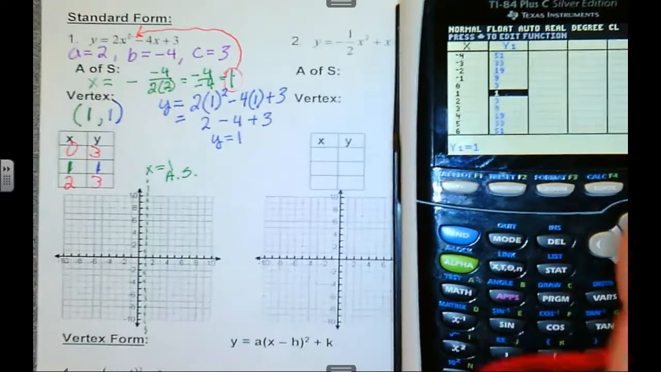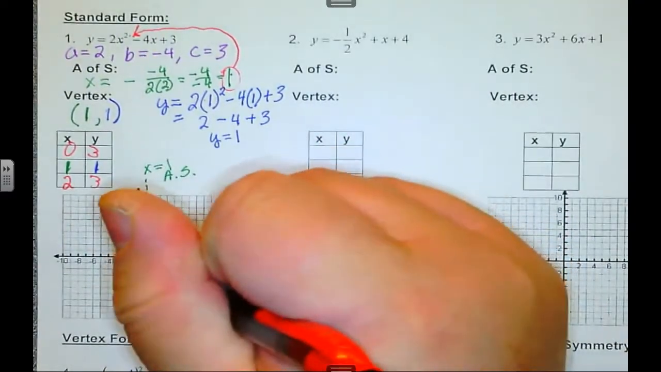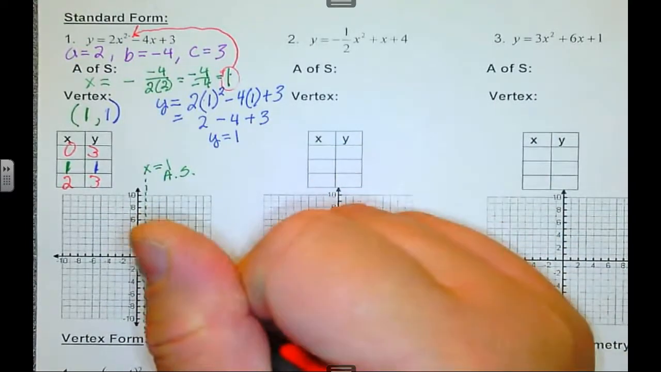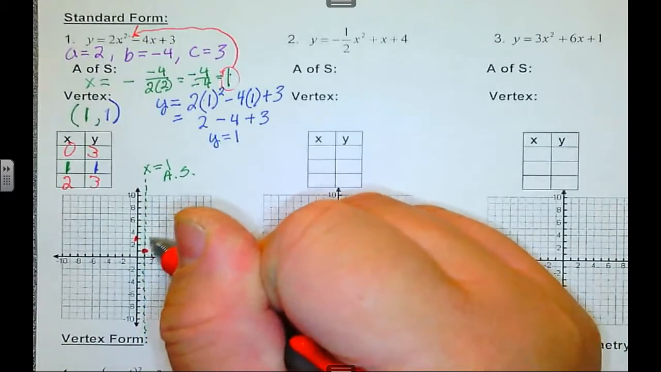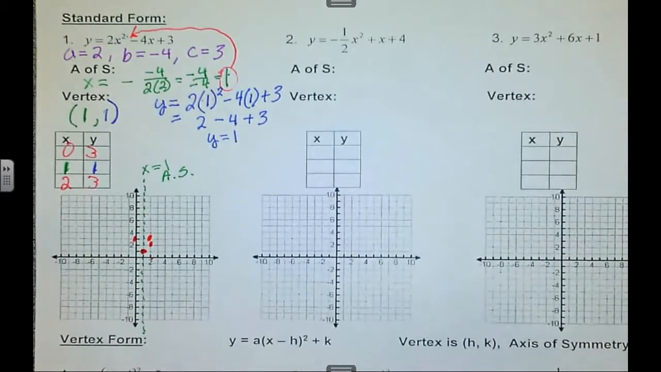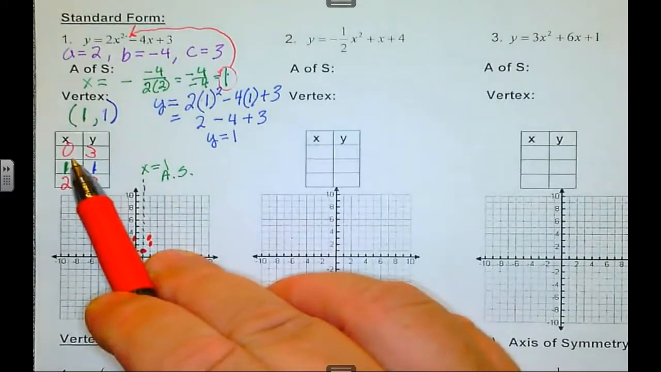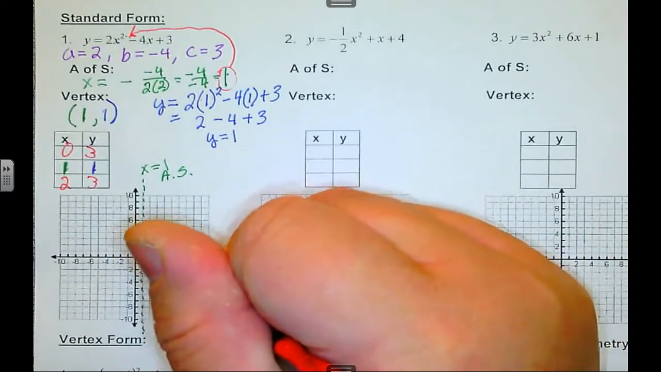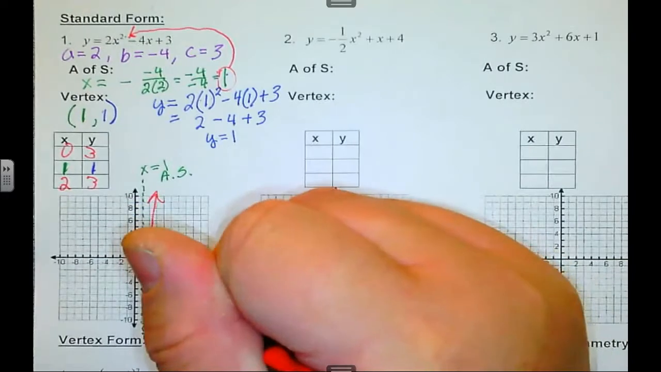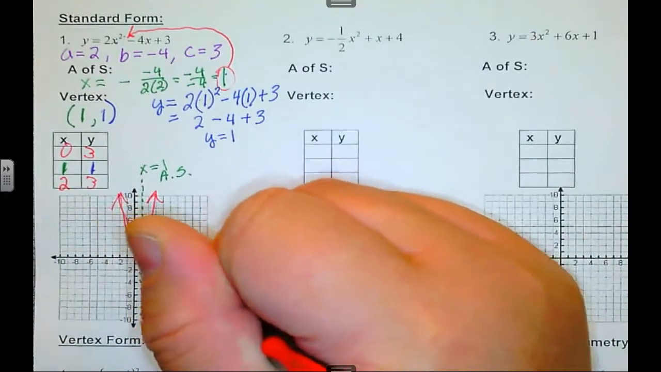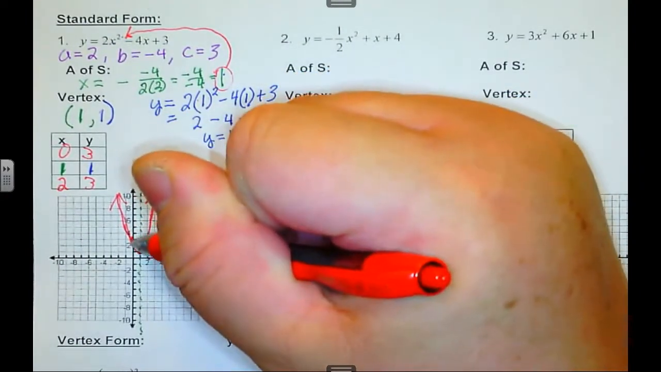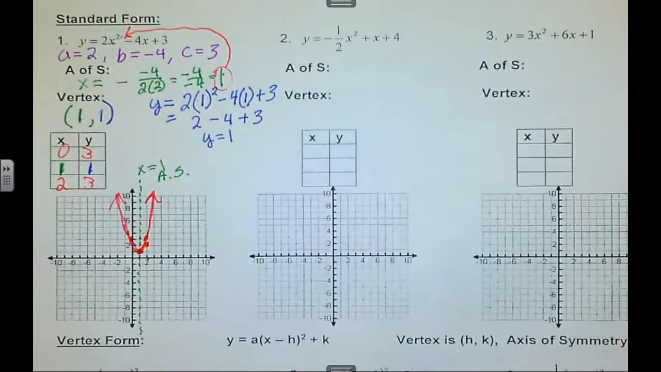Yep. So let's graph those. 1, 1, 2, 3, 0, 3. By the way, I'm using my slope for this too. Once I find the vertex, I could use my slope too. Up 2 over 1. Just like our absolute values. Except this is a U. It's a U. Get with the program.